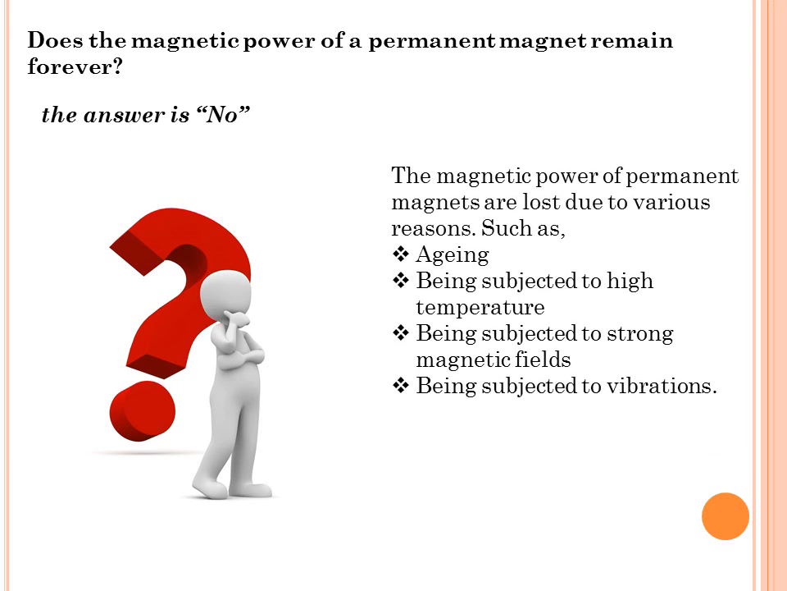The magnetic power of a permanent magnet is lost due to various reasons such as aging, being subjected to high temperature, being subjected to strong magnetic fields, and being subjected to vibrations.